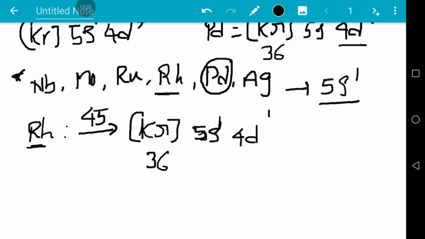Next, one more example. For example, you need the silver configuration. The silver atomic number is 47, and this is also an exceptional configuration.